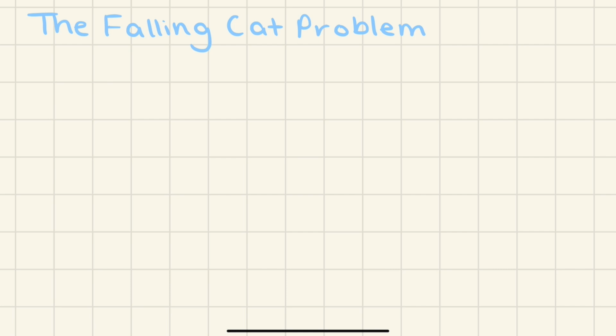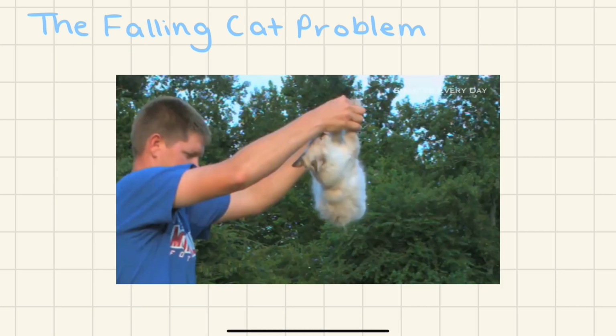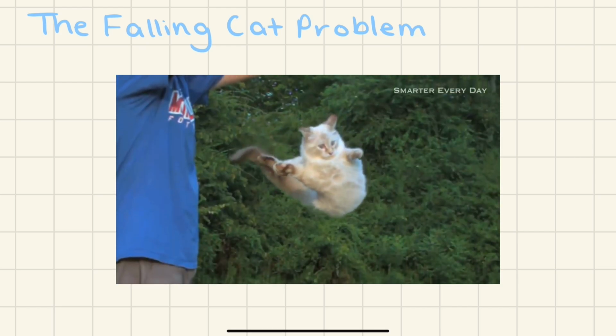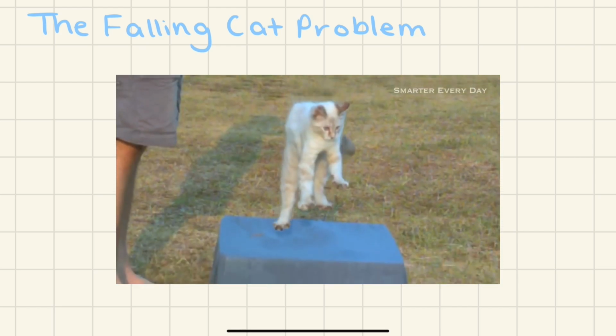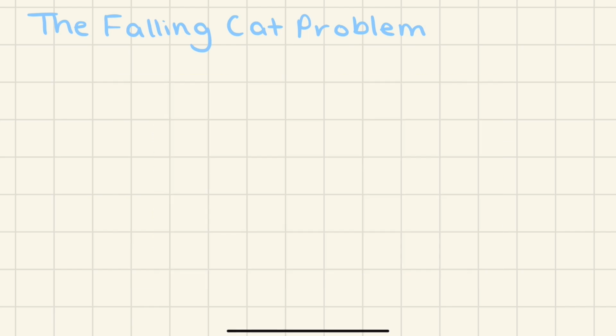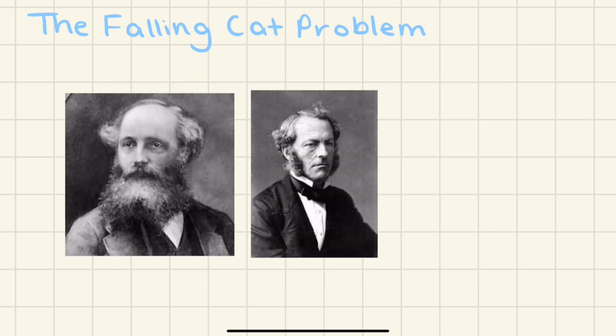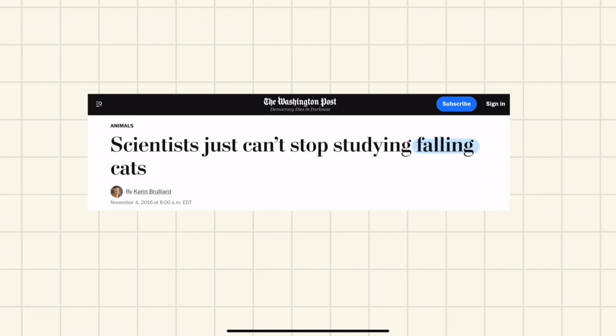Now that we're familiar with conservation of momentum, let's talk about a more complicated example, the falling cat problem. You have probably heard that cats seem to always land on their feet, even when they're dropped starting upside down. This phenomenon fascinated physicists, including George Gabriel Stokes and James Clerk Maxwell, for reasons we'll get into in a second. Physicists are still talking about falling cats today. Take this article from the Washington Post, for example.